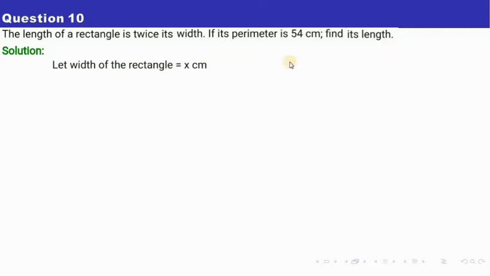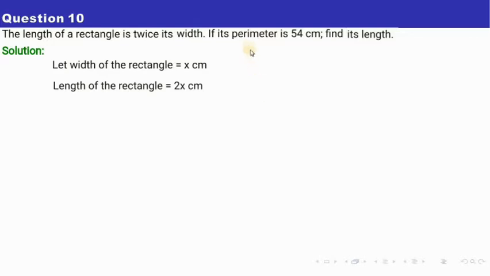Basically there's a rectangle. You can consider this screen as your rectangle, and it is given that the length is twice the breadth. That is, if breadth is 5 centimeter, then length is going to be double, that is 10. All right, so that's what is happening. We don't know the width, so let me take the width to be x centimeter. Then obviously since my length is double, length will be 2x centimeter.